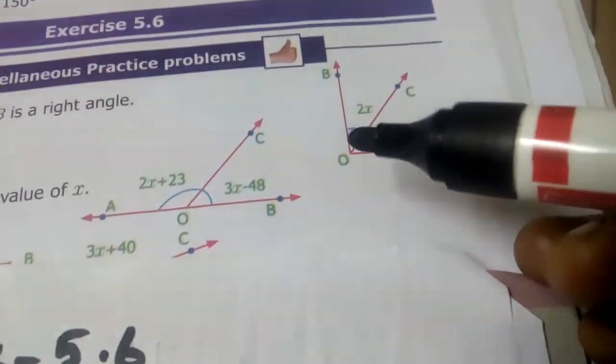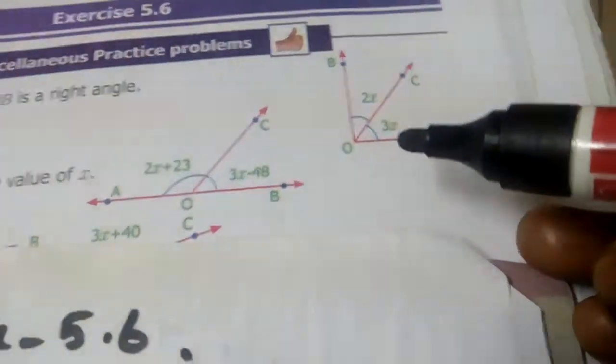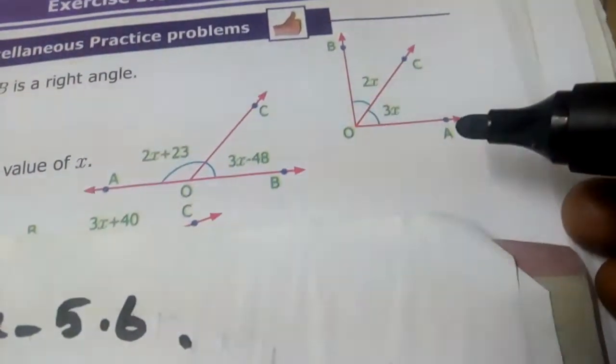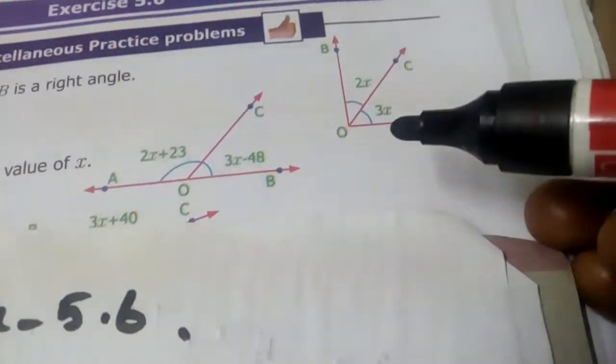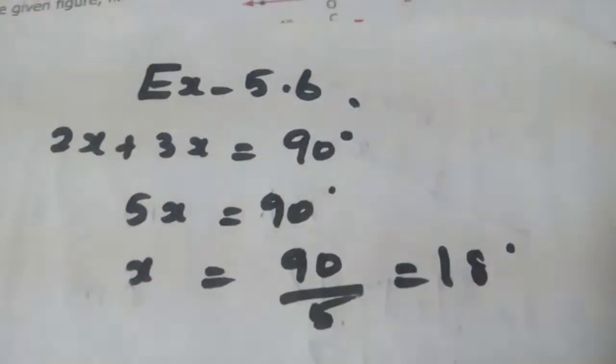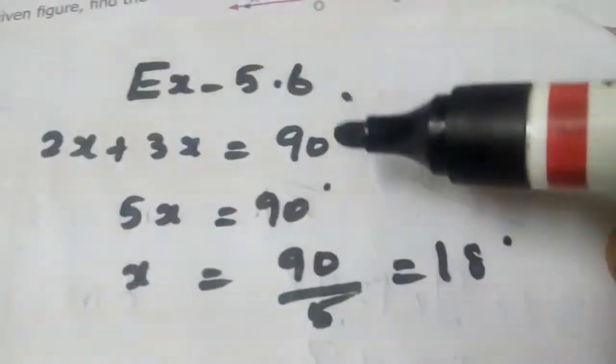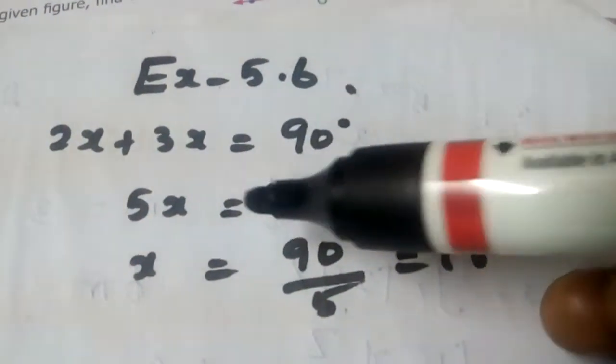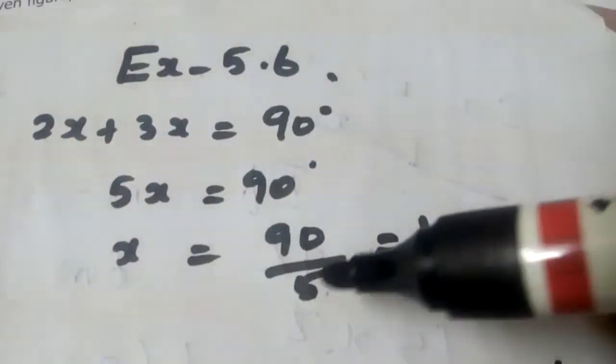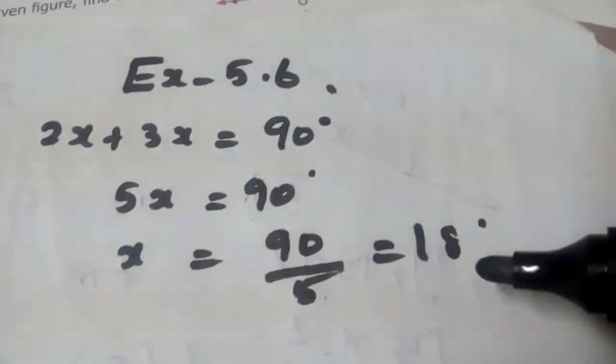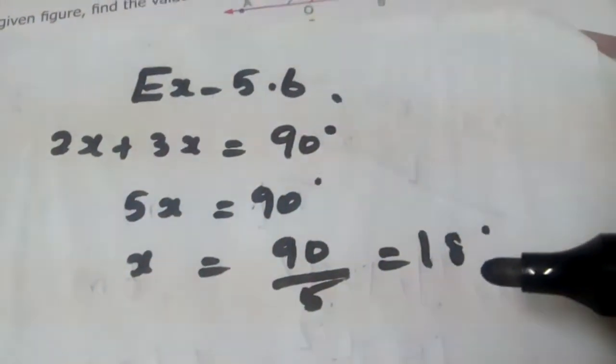So how to find it? We know that 2x plus 3x is equal to 90 degrees because it forms a right angle. So I can write 2x plus 3x equal to 90 degrees. It is very simple to find the value of x. 2x plus 3x is 5x, so 5x equals 90 degrees. Therefore x is 90 by 5, which is 18 degrees. So this is the value of x.